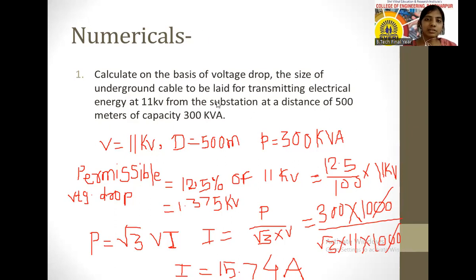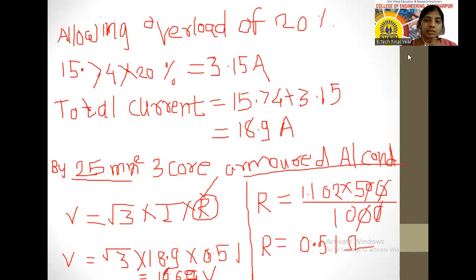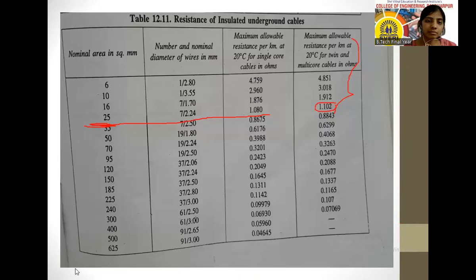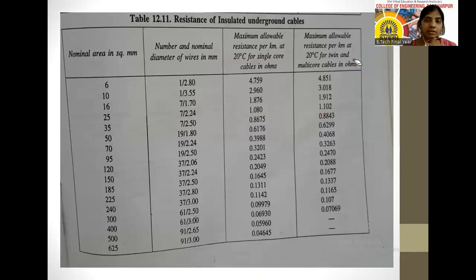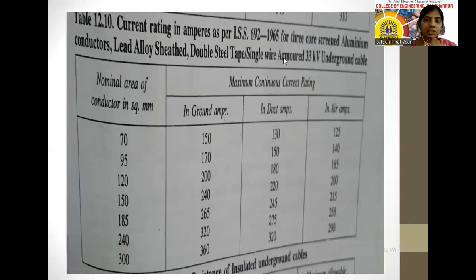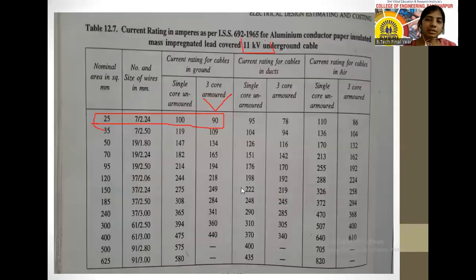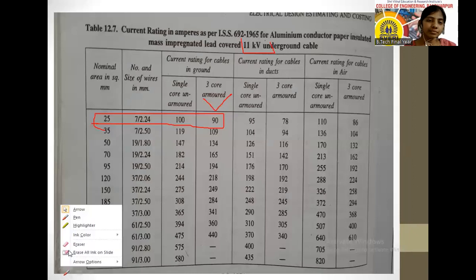Have you taken the screenshot? Okay. Have you taken the screenshots for the table? Screenshots of the table for 33 kV, then for 11 kV.